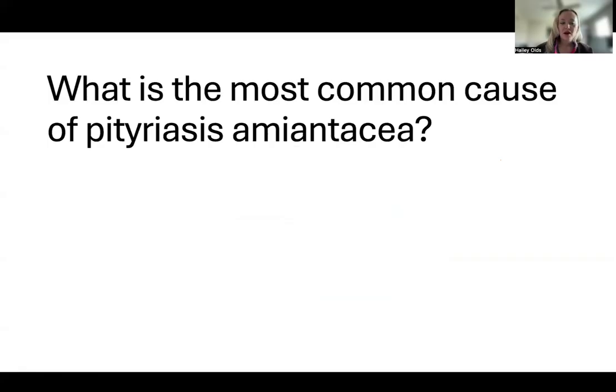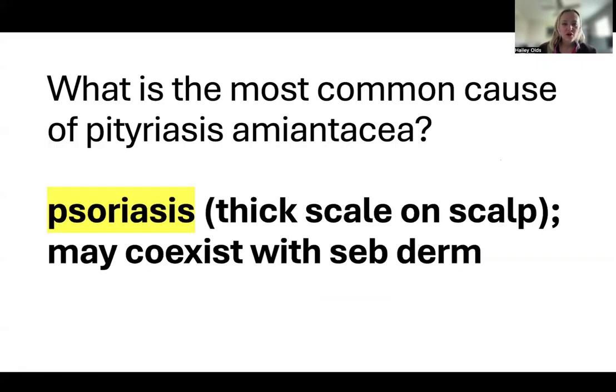What is the most common cause of pityriasis? I'm going to say this wrong. Pityriasis... that's like when you get that really thick scale on the scalp. So psoriasis is the most common, but it can coexist with seb derm and like sebopsoriasis. And then atopic derm can also cause that.